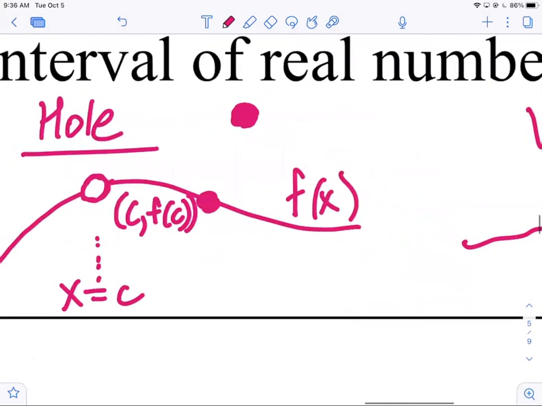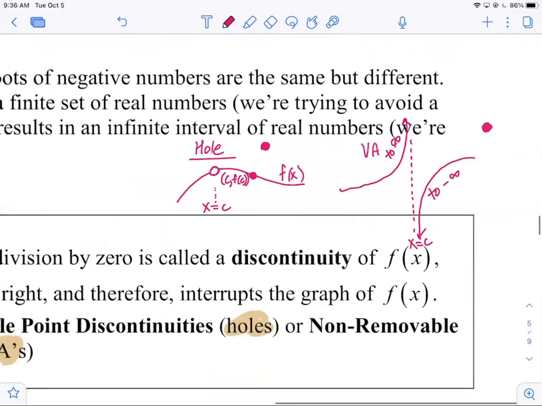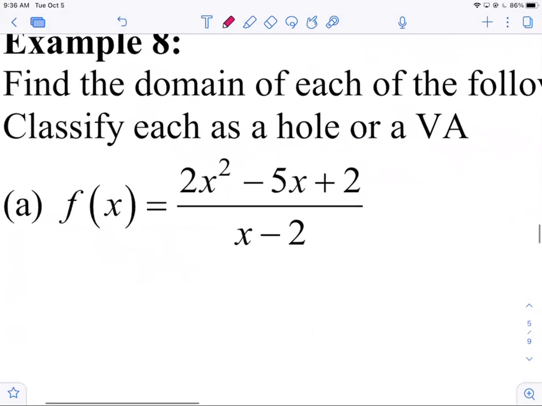And of course, a hole is going to be really hard to tell on a calculator because the calculator typically connects the dots. It doesn't leave a little break there. But you're going to learn how to figure out which one is which without a calculator. That's exciting, isn't it? We don't need no stinking graph, right? We are the computers, right?